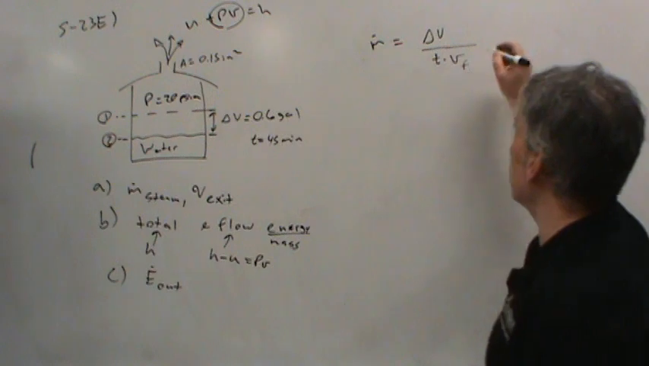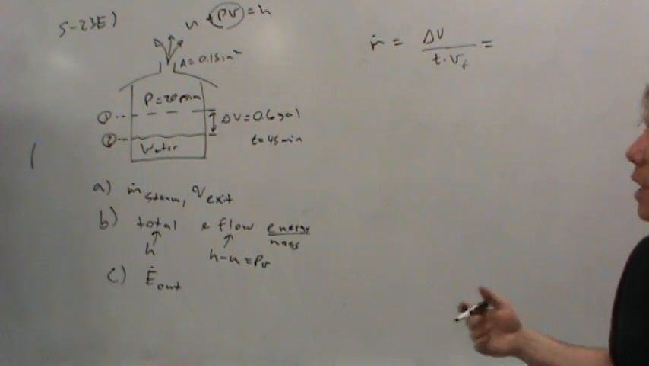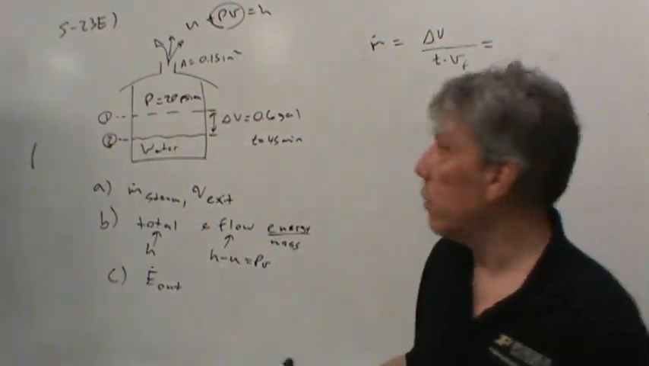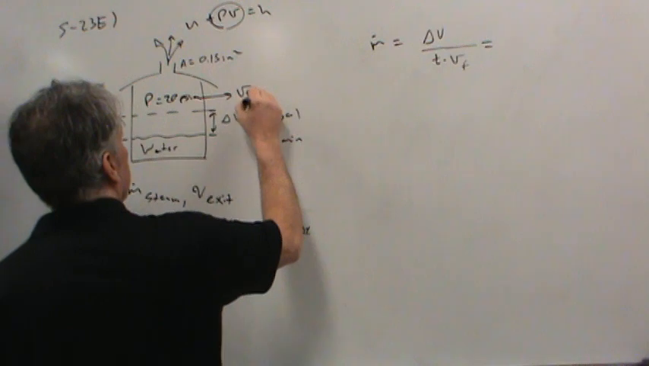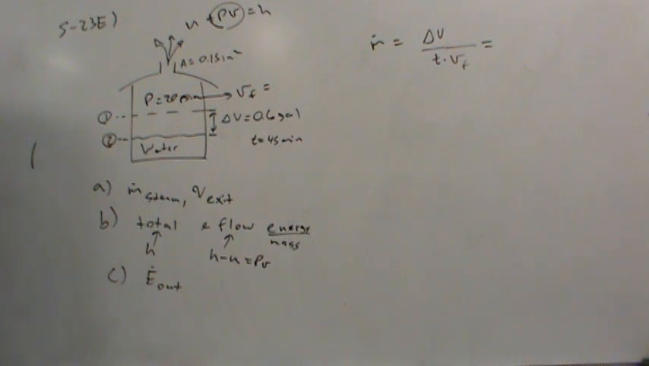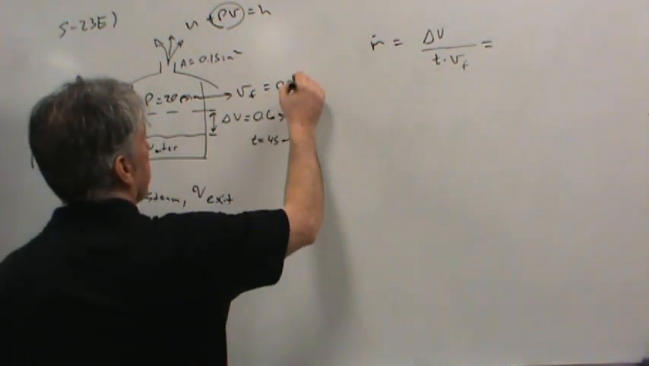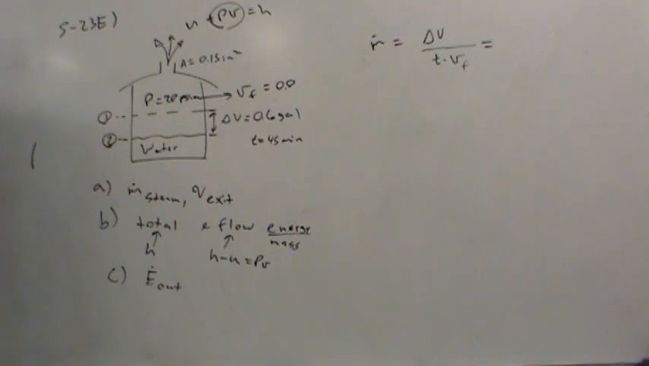So if I just had the change in volume, check, the amount of time, check, and the specific volume of saturated liquid at 20 psia, we'd be set. So help me out here. What is the specific volume of saturated liquid at 20 psia? Look that up, please. We're in English units, so it's going to be 0.0 something. 20 psia, saturated liquid, or, well, saturated water. Yes, it is saturated liquid.